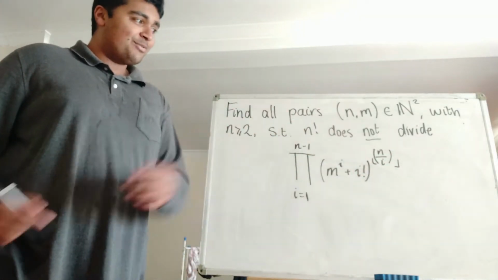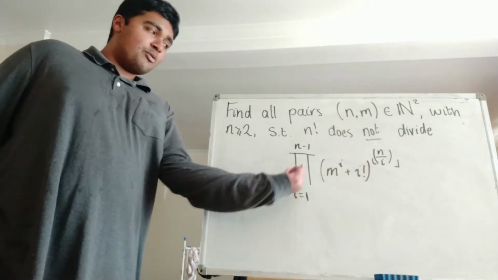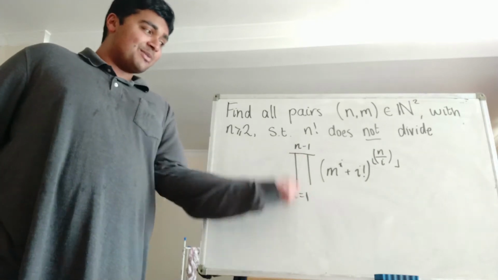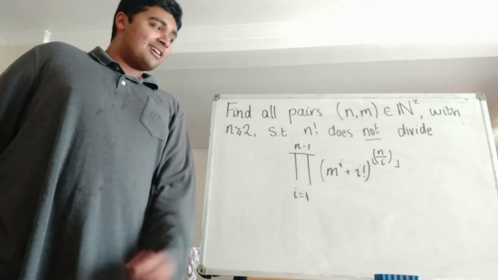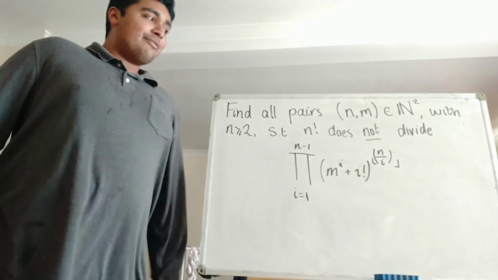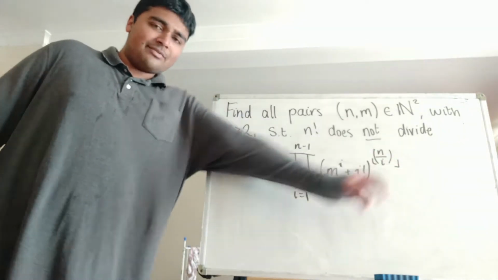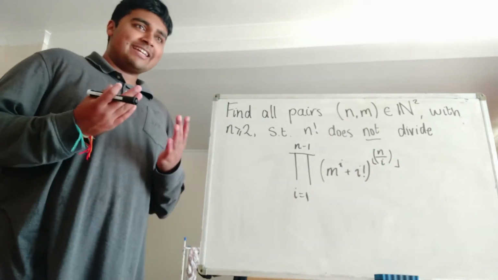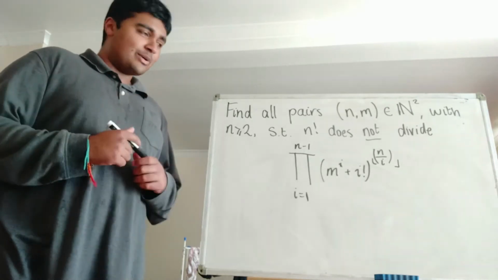So kind of a mouthful here, but it's just a product of terms from i equals 1 to n minus 1 of m to the i plus i factorial, raised to the floor of n over i. So if you've not seen this floor function before, all it means is you're taking the greatest integer less than or equal to the input.